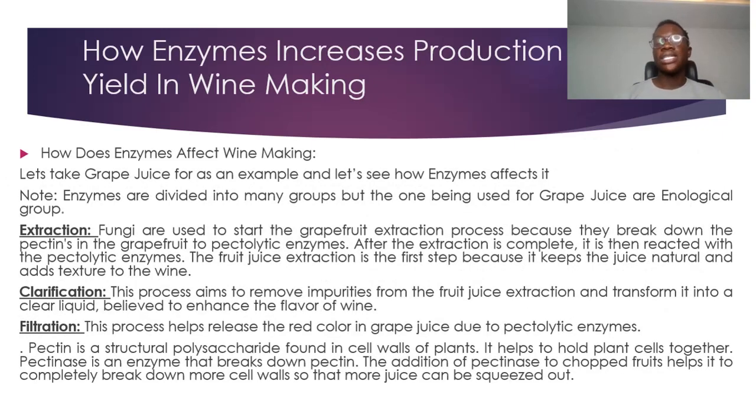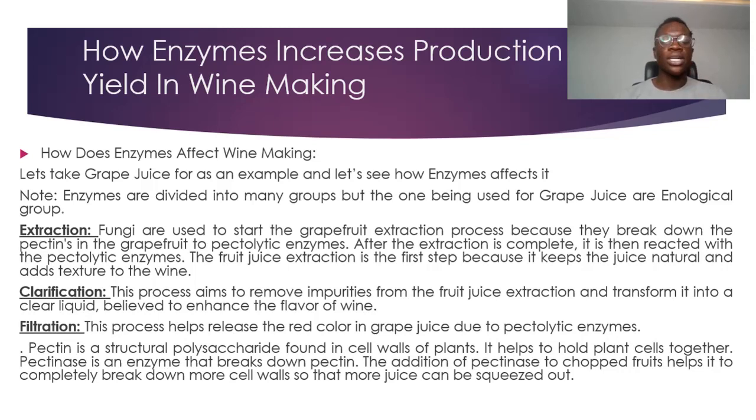So, how do enzymes increase production yield in winemaking? As I said before, we are going to be using pectin and explaining how it increases production in winemaking. There are three main steps in winemaking: extraction, clarification, and filtration.